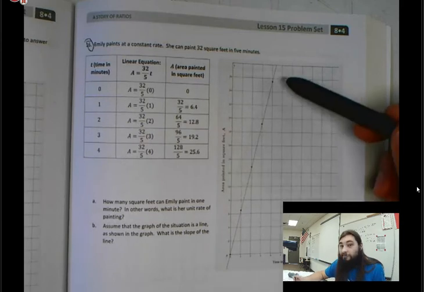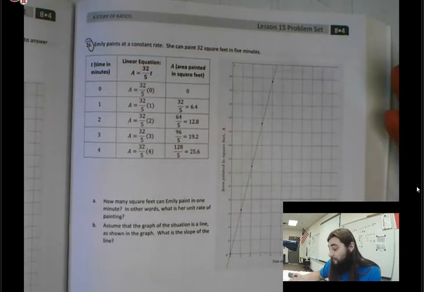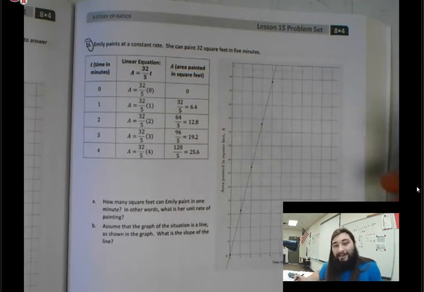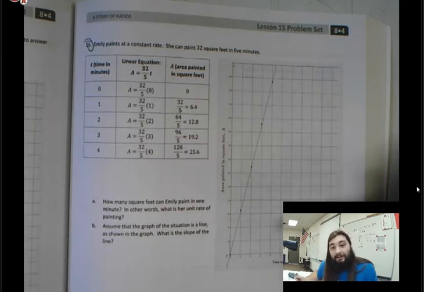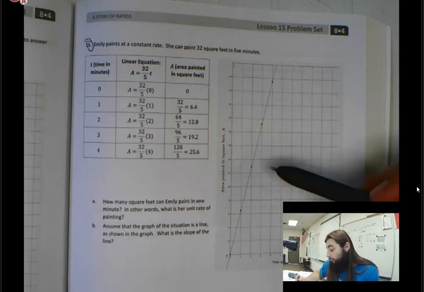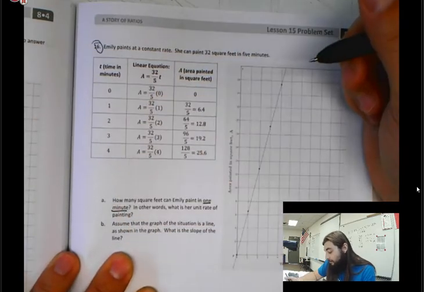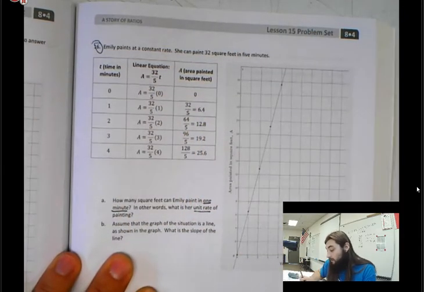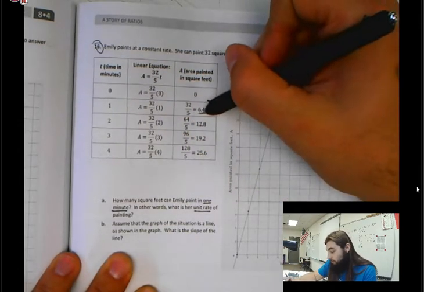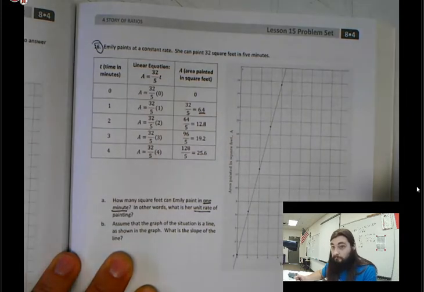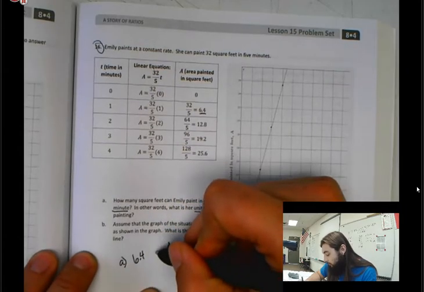aside from using a graph to find the slope of a line, to find the slope of this situation. This is an old situation, from something back in, I think, Lesson 11. So they're using this now, taking a look at this in terms of its line, finding the slope of its line. Okay. So what is the unit rate? They ask how much in 1 minute can she paint, or really what's the unit rate? And so in 1 minute, we should be able to easily look at the table here and determine that she can do 6.4 square feet. So for part A, it's 6.4 square feet.